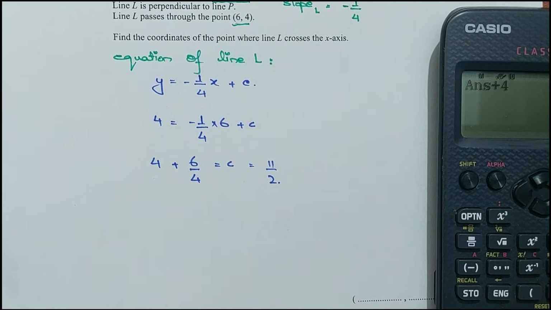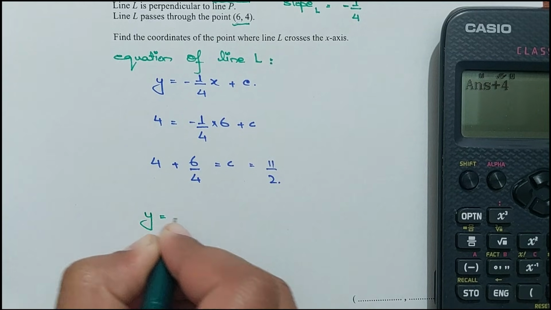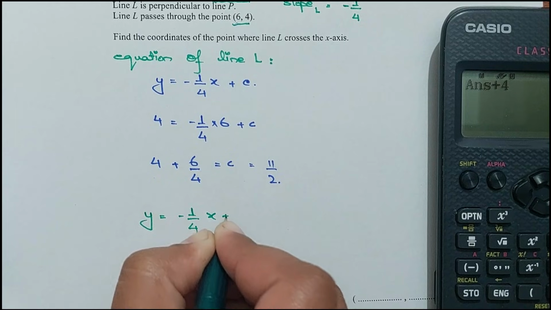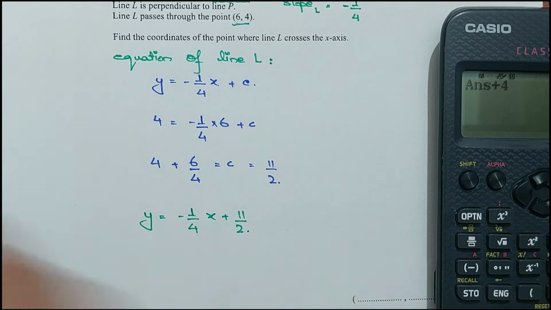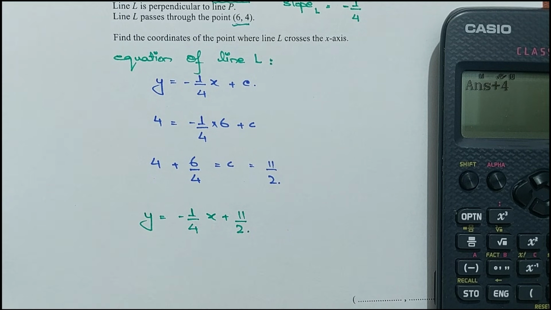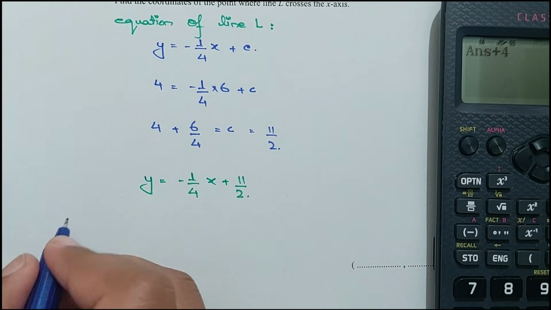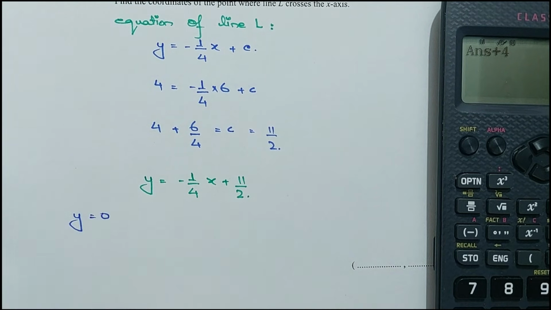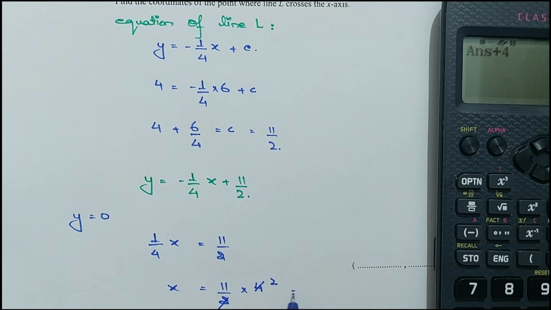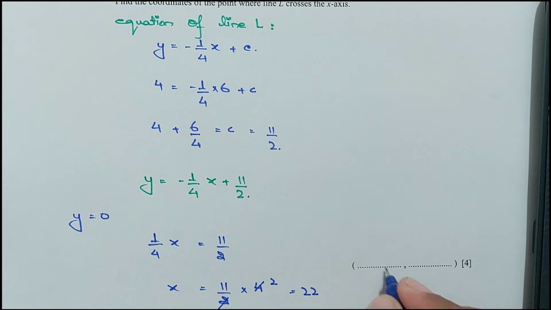Right. So we can say the equation of line L is y equals minus 1 by 4x plus 11 by 2. Okay. Now the next is we have to find the coordinates of the point where the line L crosses the x-axis. So when it crosses the x-axis, it means y should be equal to 0. When y equals 0, we have 1 over 4x equals 11 by 2. So x should be equal to 11 by 2 times 4. 2 times 2 is 4 and 2 times 11 would be 22. So x is 22 and y is equal to 0. So (22, 0) is the coordinate.